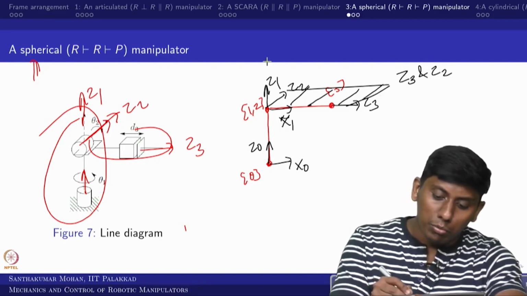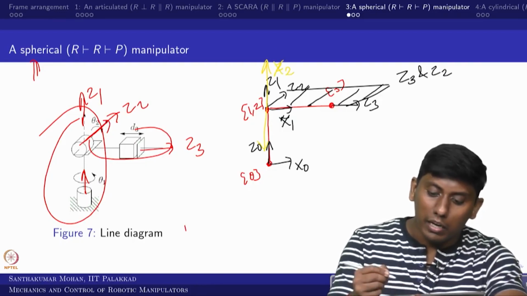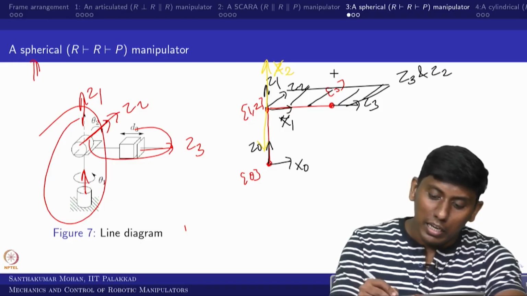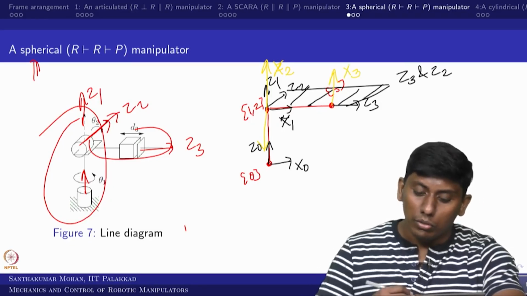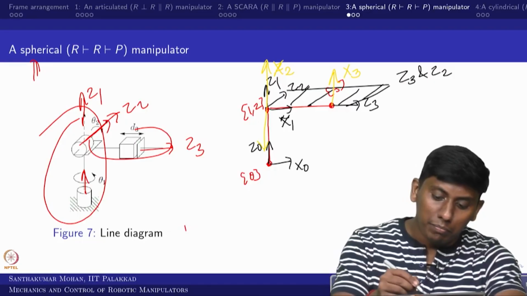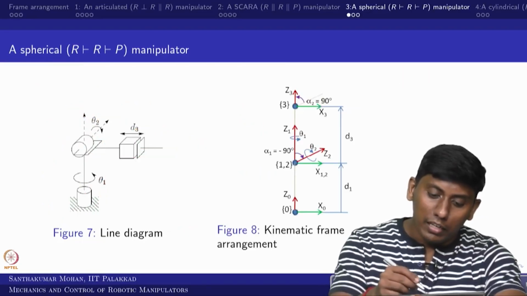So, in that sense, what would be the direction? It should be up or down. So, I am taking this as the x2 direction. So, obviously then x3 I can keep like this. Okay. So, now this is the way we can fix the frame. I hope I have done that. No.